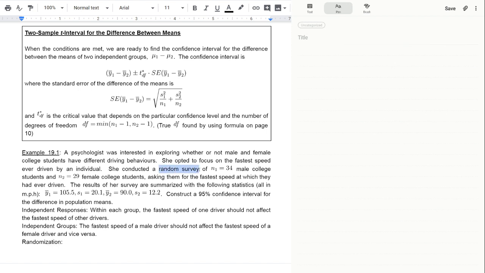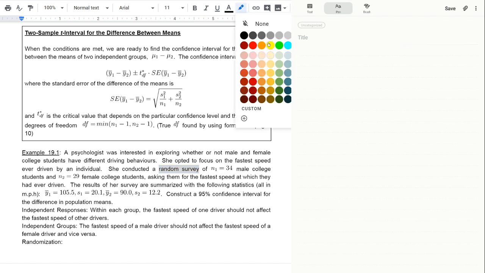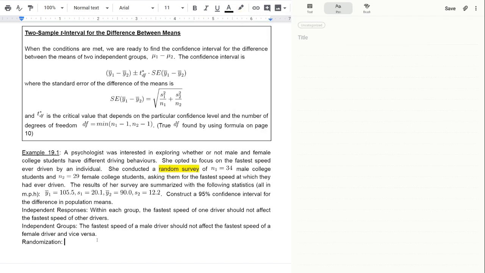So now to check for the independence assumption, we'll look at the randomization condition. So here we're given that the psychologist conducted a random survey. Okay, so we have a random survey, and so this condition is met. Therefore, we can assume independence. Now the next assumption is the normal population. Okay, so the population must be normally distributed.